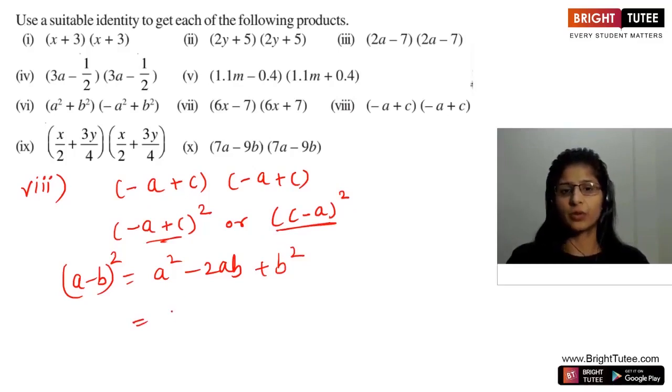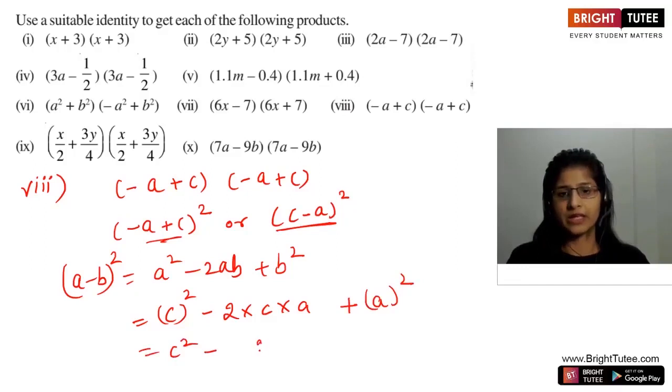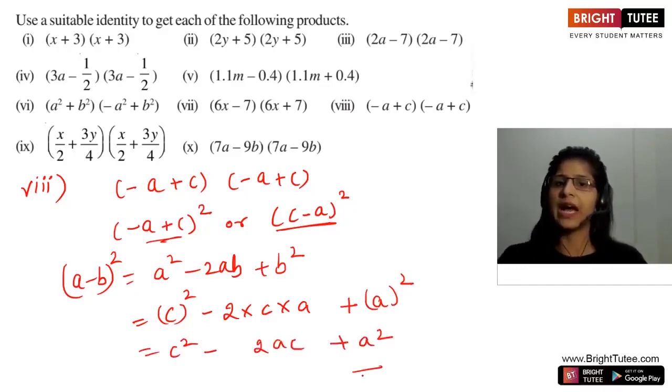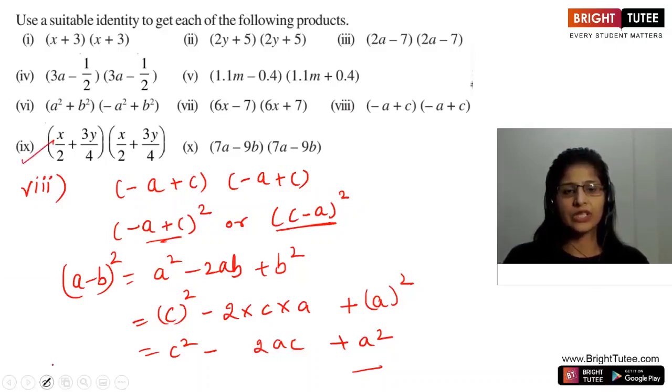Instead of a, we will put c. c square minus 2 into c into a plus b square is a square. So c square minus 2ac plus a square. This would be the answer of this question. Okay. Let's move to the next part, that is the ninth part of this question.